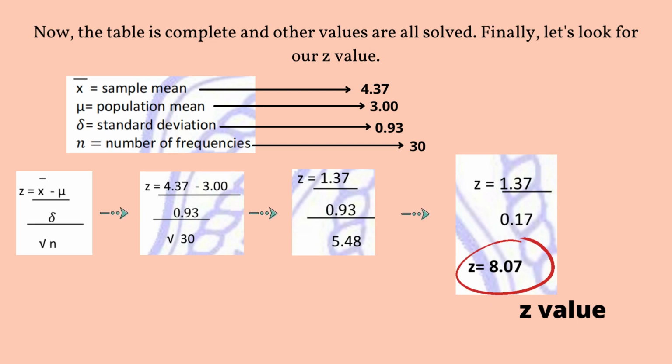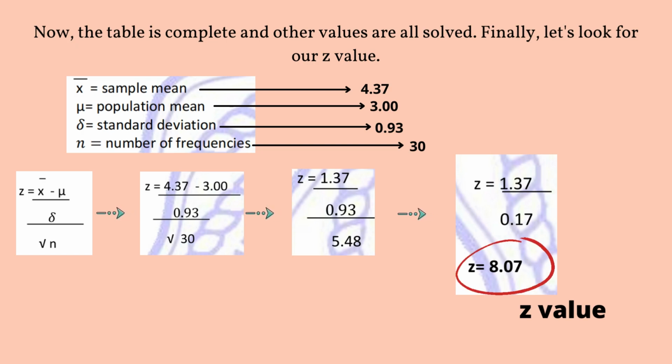So, wag ninyong kakalimutan palaging ilagay yung square root of 30. Yung square root na symbol dun sa loob ng n, or sa labas ng n rather. Okay, so after natin ma-substitute, let us solve. Okay? Dito na tayo sa third box na maliit. 4.37 minus 3.00 is 1.37. Okay? Then, over 0.93 and then na-square root na natin yung 30, naging 5.48.